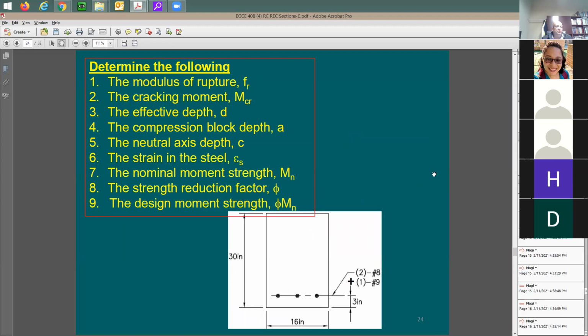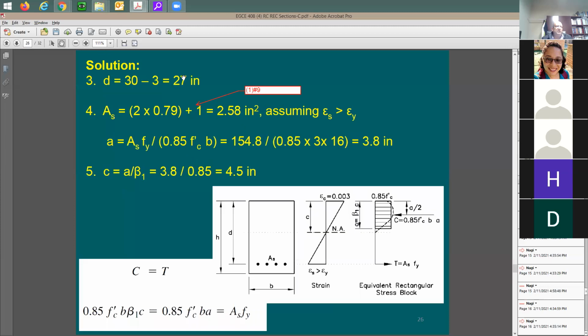As we said, depth is going to be 27 inch. Let me see this. Yeah, 27 inch. That was correct. Here's AS. Now, let me assume here that the strain in the steel is higher than the yield strain. Yeah, let me assume that. It means I'm going to be using here Fy, 60 KSI, times AS, right? With this a distance, the depth is how much? 3.8. So this value here becomes 3.8. How about the C? You divide here by beta 1, which is 0.85. Okay, we did that. This now becomes 4.5 inch.